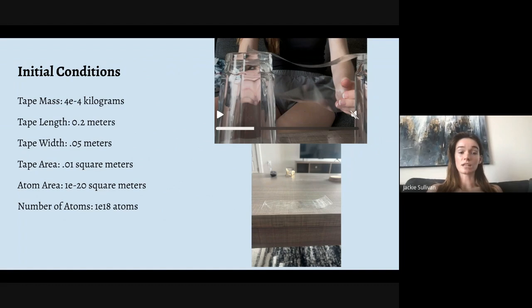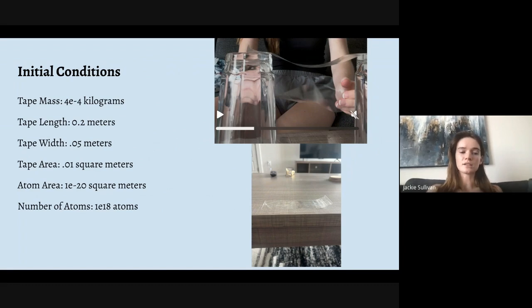Some initial conditions and numbers. You can also see some of the startup of the experiment in those pictures. The tape mass was measured to be 4 times 10 to the negative 4th kilograms. Tape length is 0.2 meters. I used packing tape for this as opposed to scratch tape because that's what I had in my house, so the tape width is a little bit thicker. It's 0.05 meters. The tape area is 0.01 square meters, obviously just the width times the length of that tape.